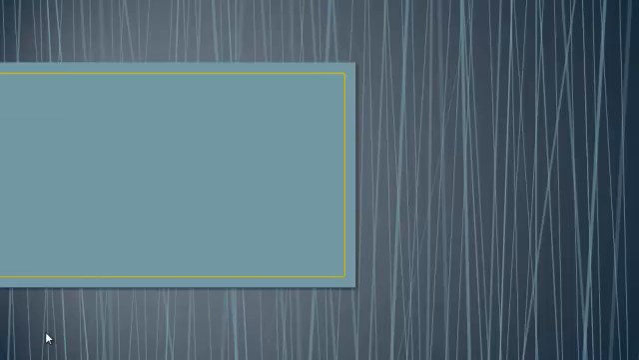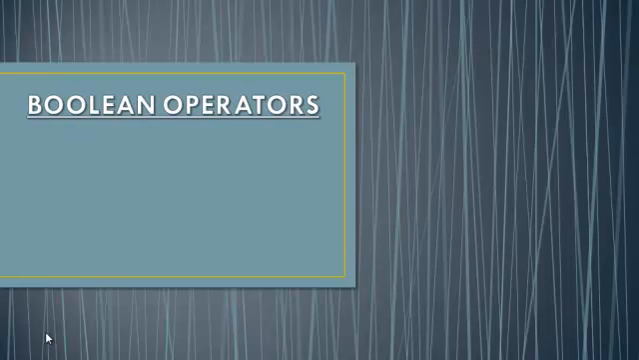Let's help Steve out by teaching him Boolean. The goal is to help you remember the term. The official term is Boolean operators, and there are three of them: and, or, and not. The rest of the lesson is going to teach you how to use these operators.